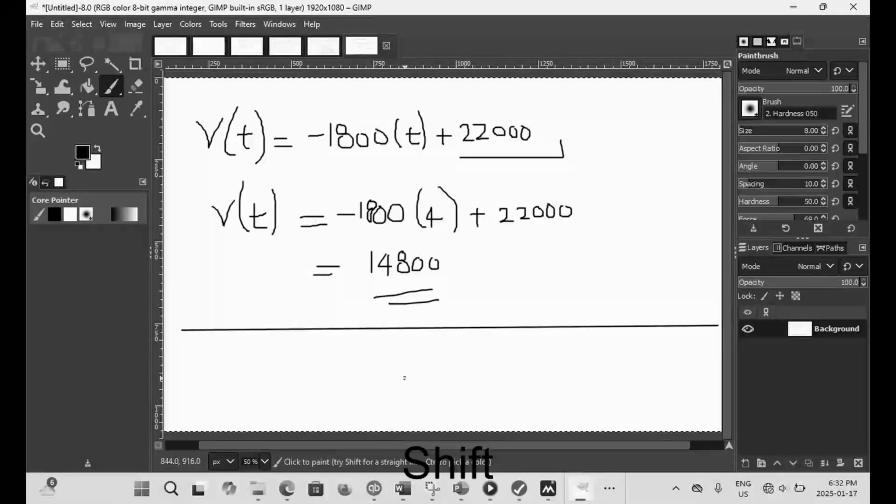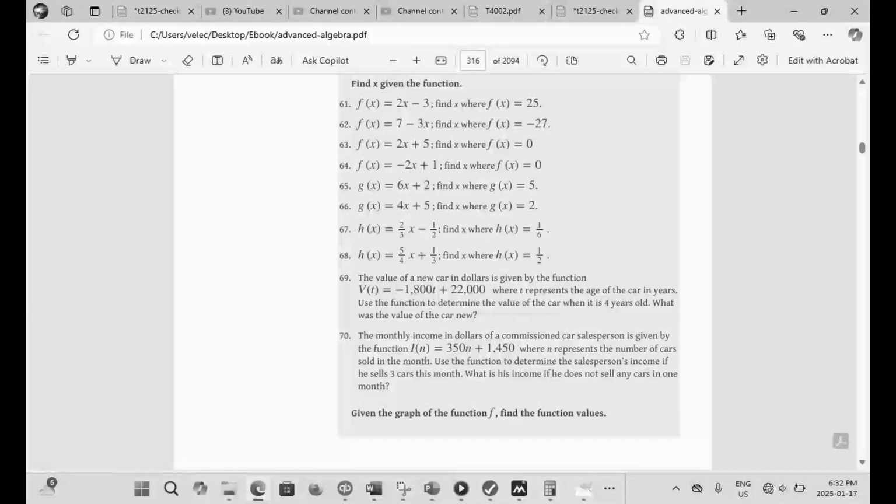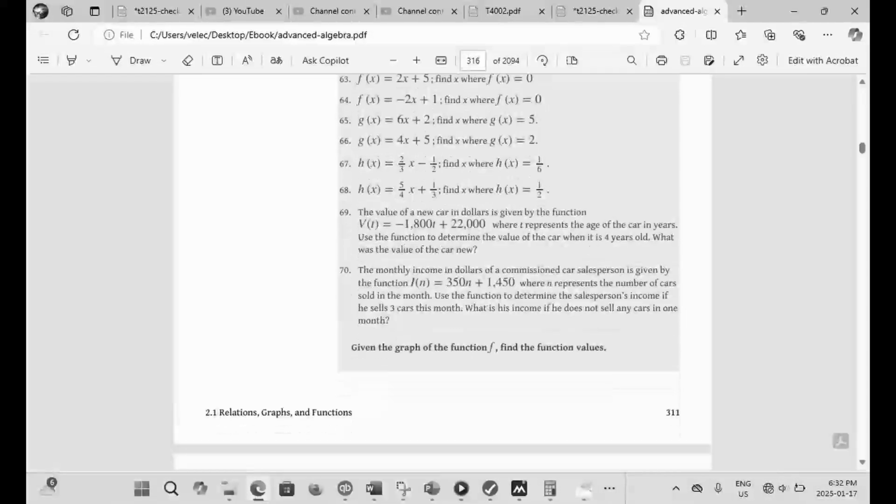So this is basically how you solve for the value of the car after a certain number of years. What was the value of the car when it was new? It was $22,000. Further down, the monthly income in dollars of a commissioned car salesperson is given by the function I at n equals 350 into n plus 1450. So this is possibly his base salary, and this has to do with his commission. Regardless of how many vehicles he sells, he'll still make 1450 every month.